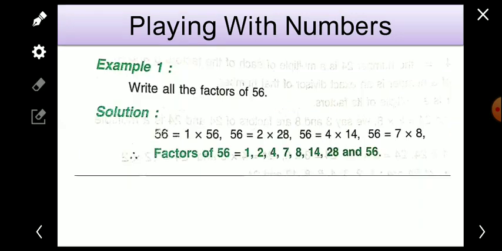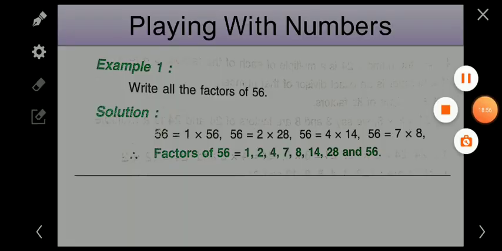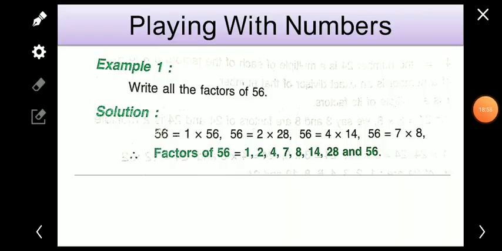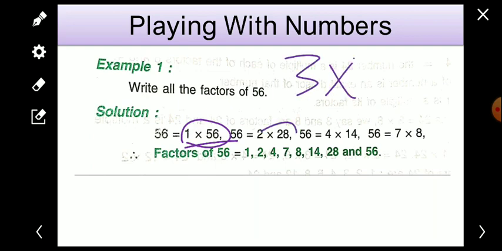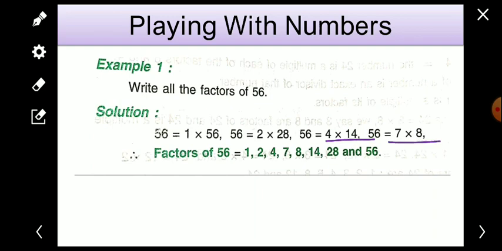Okay, example 1. Write all the factors of 56. What will we do? We will write in the form of multiplication: 1 into 56, 2 into 28, and 3 into something cannot be written, because if you divide by 3, then the remainder is not 0. So 4 into 14, like this, it can be written. 7 into 8, it can be written.